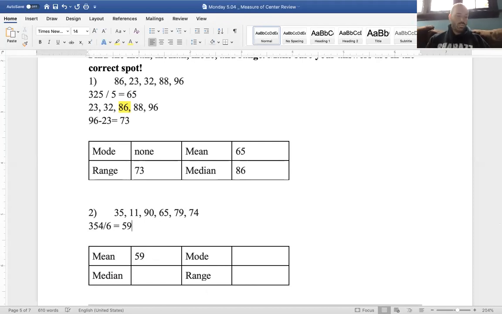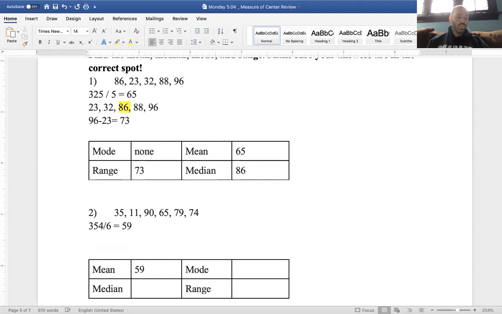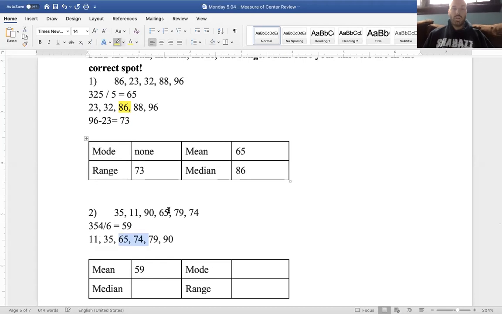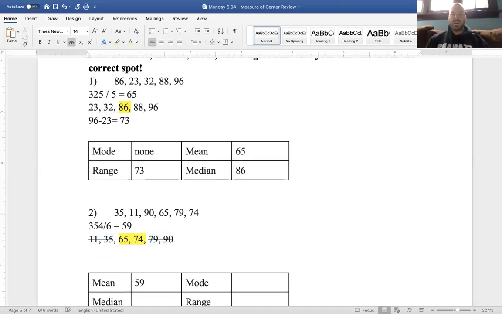For median, this one was tricky. I'm going to line all of them up: 11, 35, 65, 74, 79, 90. When I do that, two numbers end up in the middle, 65 and 74. In my brain, I actually can't figure out what's halfway between 65 and 74. That's something I'm going to have to do a little bit of math for. And the easiest way to do that math is just to find the average or mean of those two numbers.